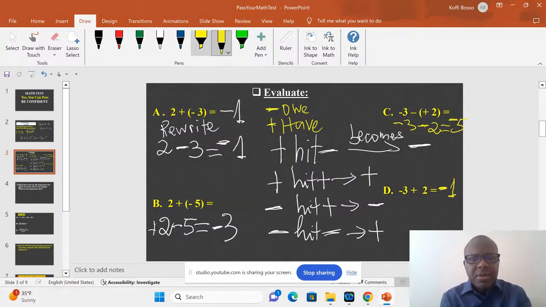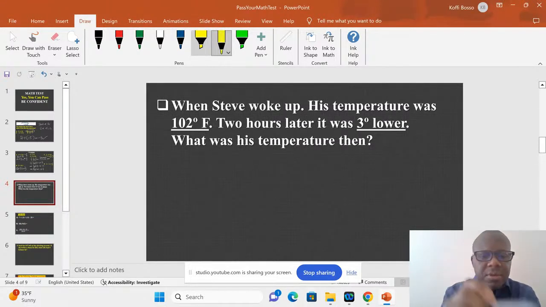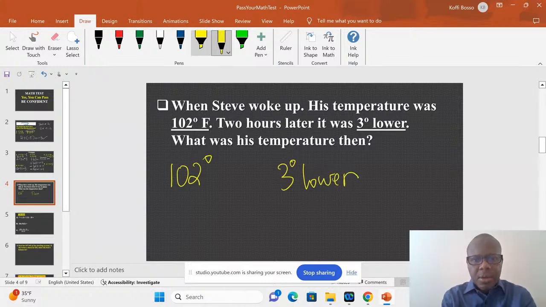Okay, let's continue. This is a word problem. They say when Steve woke up, his temperature was 102 degrees. So you have 102 degrees. 2 hours later, it was 3 degrees lower. What was his temperature then?